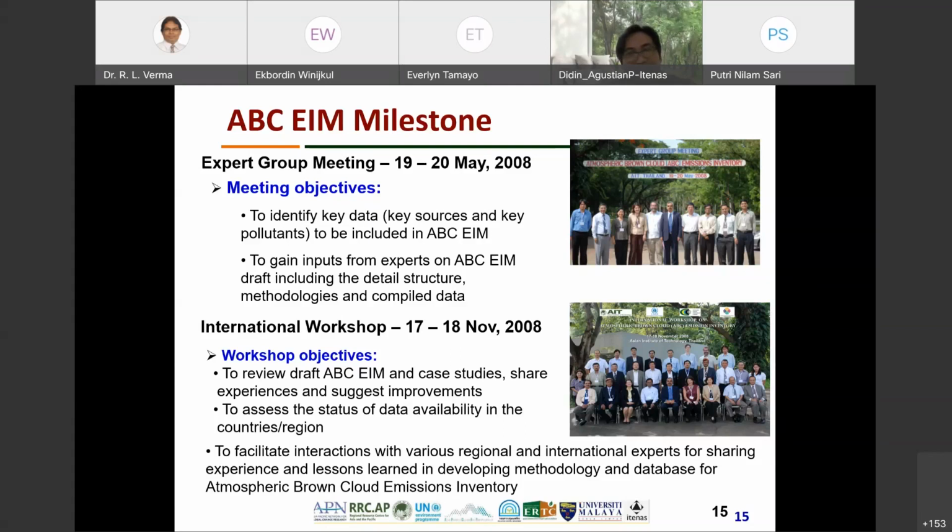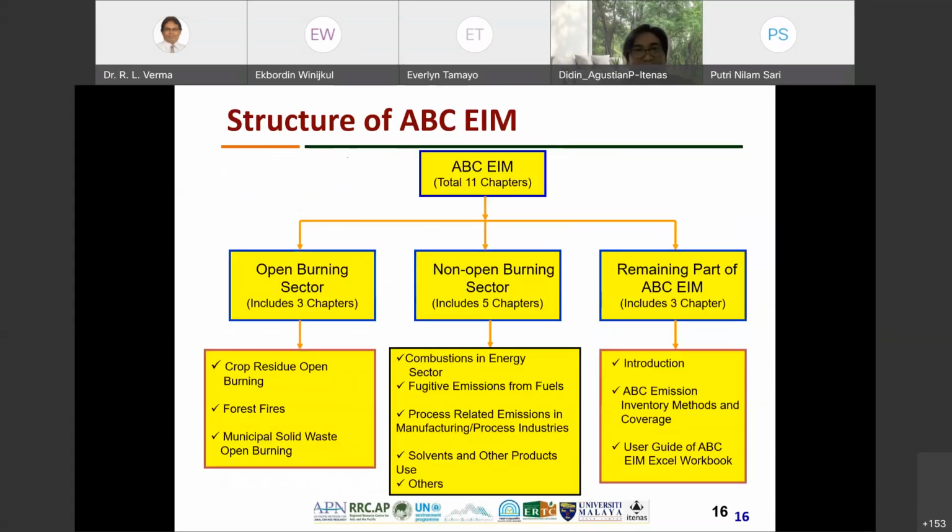And then we invited many emission inventory experts from several countries. The aim is to review the draft of the manuals and then to assess the status of data availability, mainly in the developing countries, and then to facilitate interactions with various regional and international experts. Of course, the main aim is to improve the document.